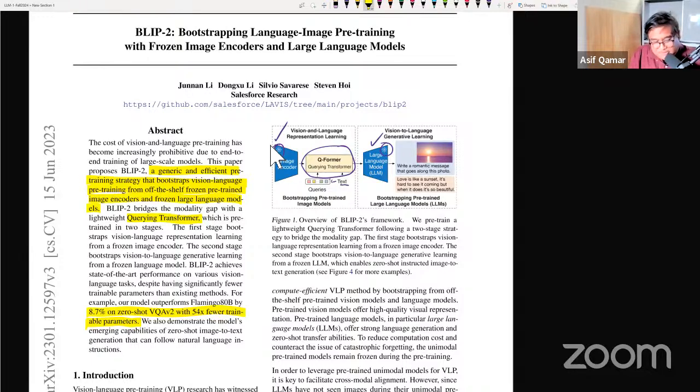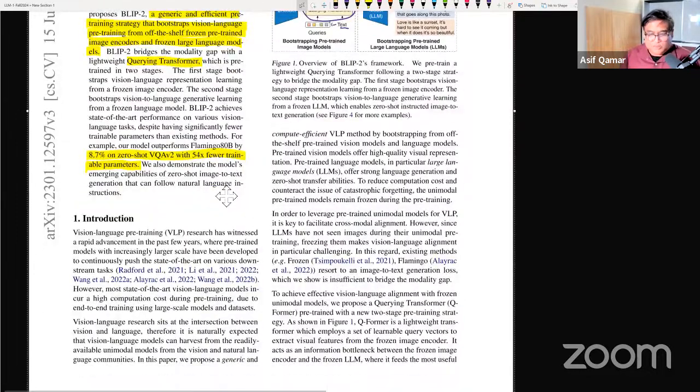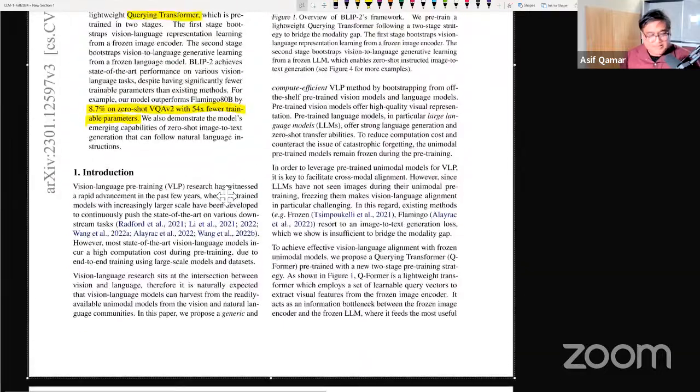We also demonstrate the model's emerging capabilities of zero-shot image-to-text generation that can follow natural language instructions. So basically that. Now, how does this work? Let's do that.